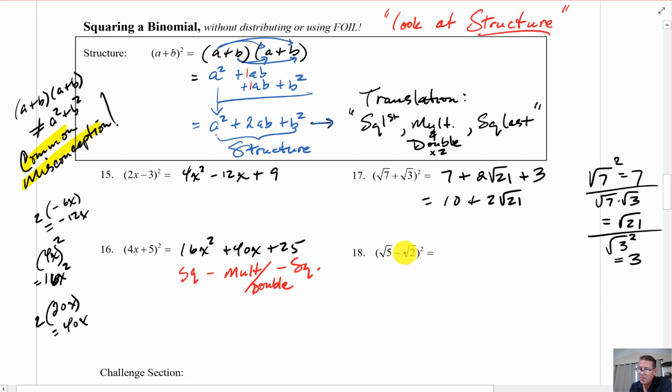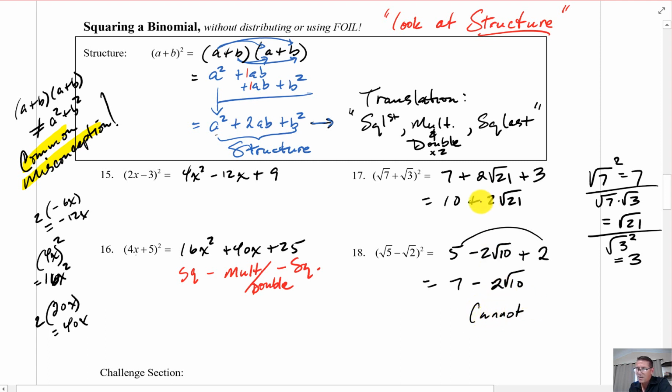Let's check your work. The square root of 5 gives you 5. Root 5 times negative root 2 is negative root 10, but then you got to double it and you get negative 2 rad 10. And you square the negative root 2, and you get a positive 2. 2 and 5 is 7, so you get 7 minus 2 rad 10. And you can't combine those because 7 and 2 root 10 are unlike, so you cannot combine.